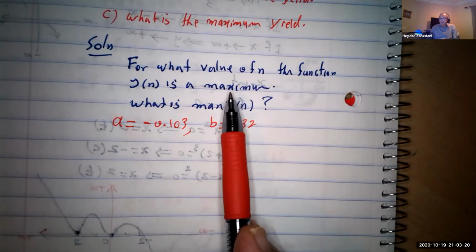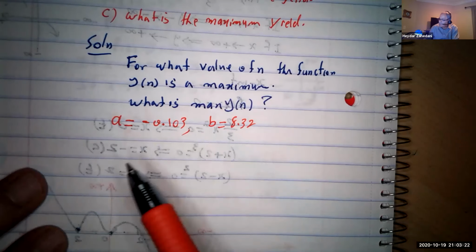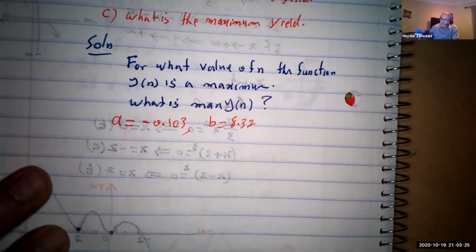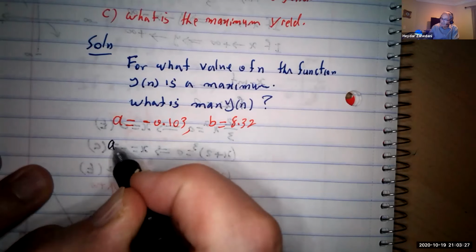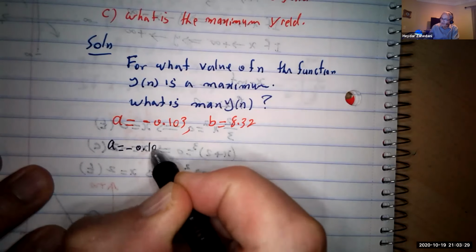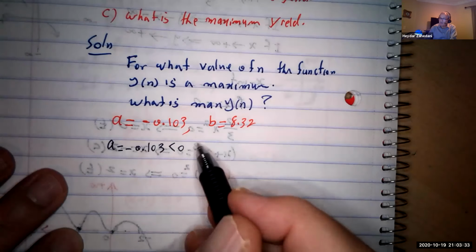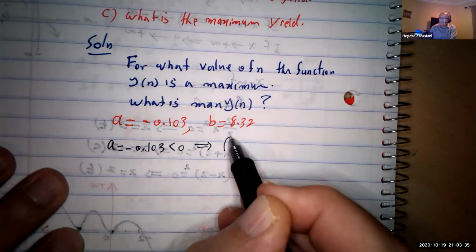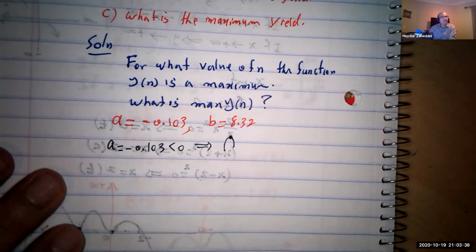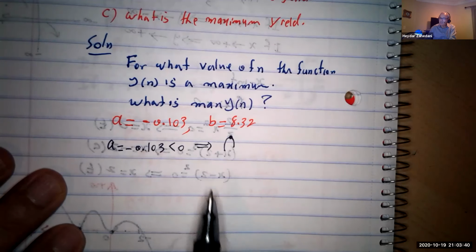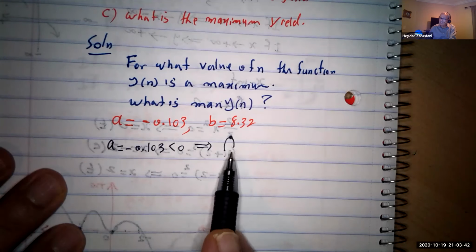Okay, that's the important part. So you are going to tell us that this is it. You say that A equal to negative 0.103 is negative. Remember, when A is negative, the graph is curving down. So you are going to have a maximum. Okay, so this is going to be the case.